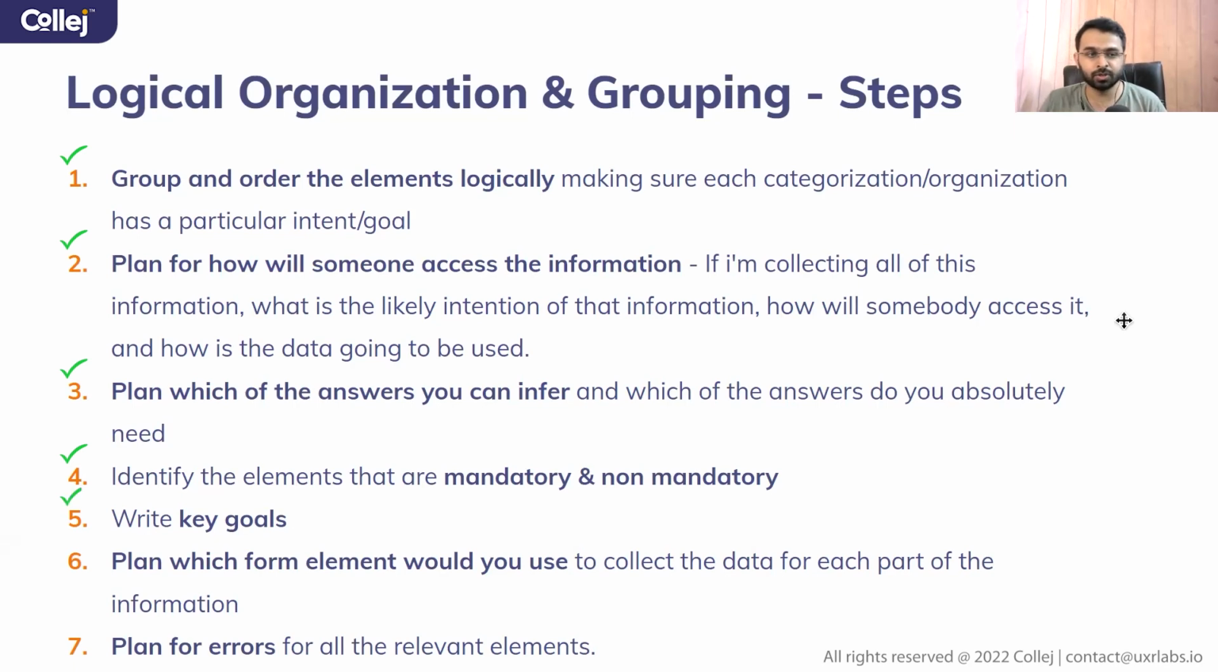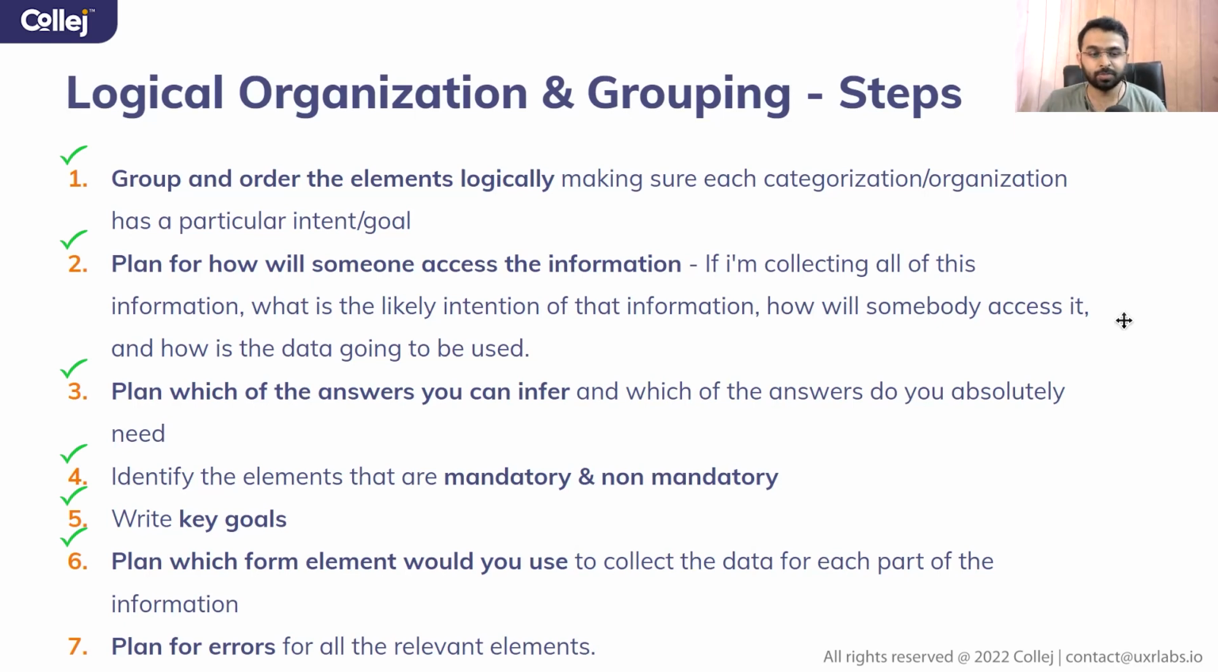And then write key goals for all the organization and grouping that you are doing. Write key goals for that so that you are able to plan the elements for that intention. The other one is plan which form element would you use, right? So for example, if you want to take the name, what will you use? Will that be a drop down? Will that be a text area? Would that be a text field? Right? So based on your evaluation technique, you'll have to identify that.